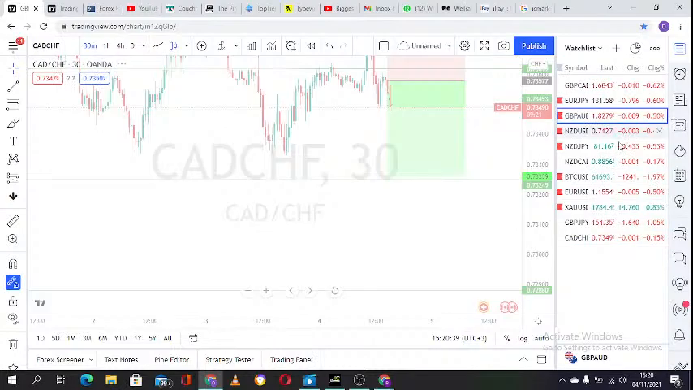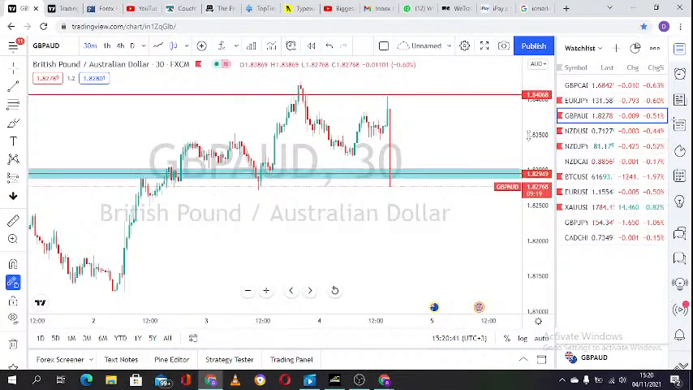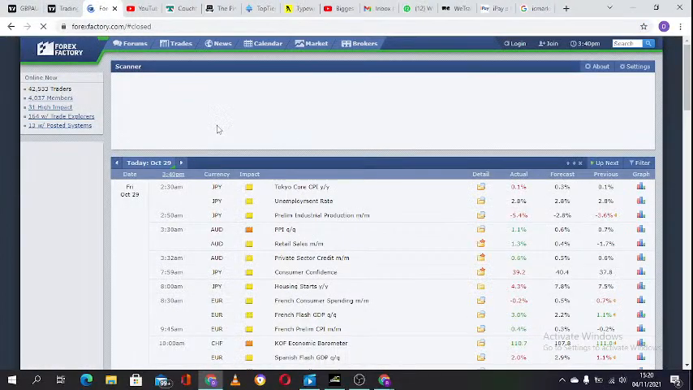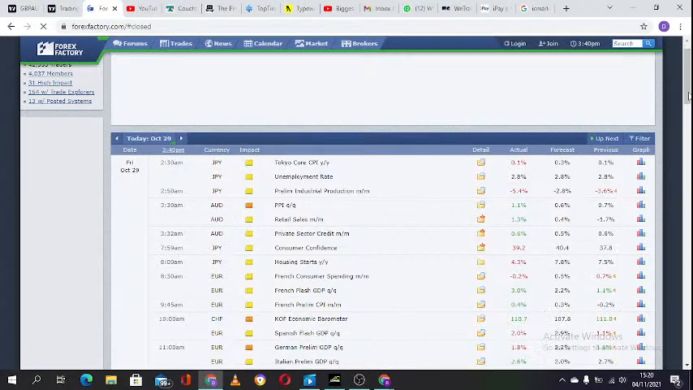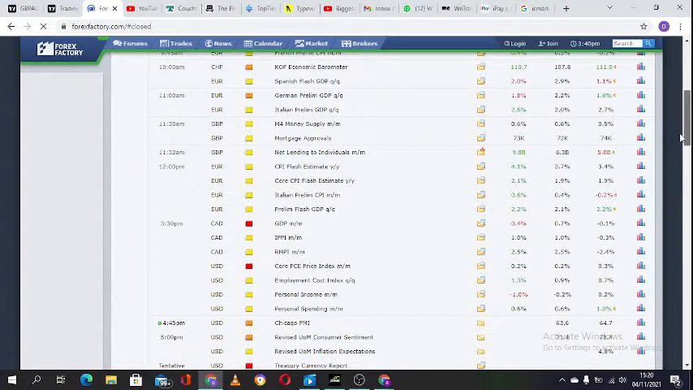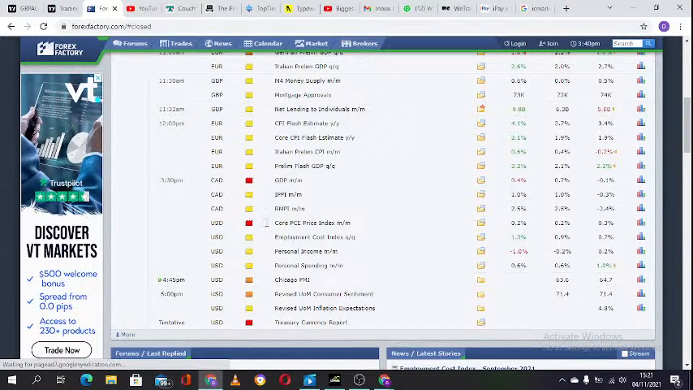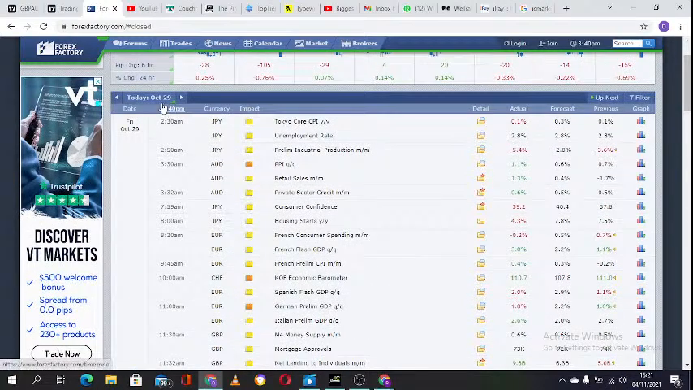On GBP AUD, on the other hand, this is what is happening. We don't understand why. Let's see if we're having some fundamental analysis or some news that is actually leading to this. So what just happened a few minutes ago? We had some slight CAD news. Okay, this is what happened. This is what is driving CAD CHF. Let's just confirm the date.